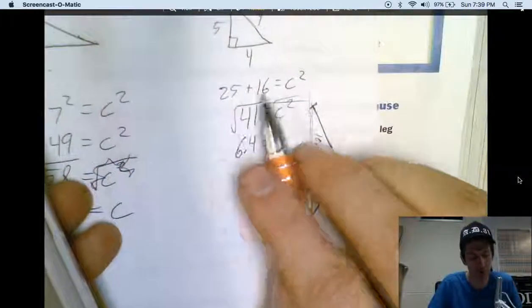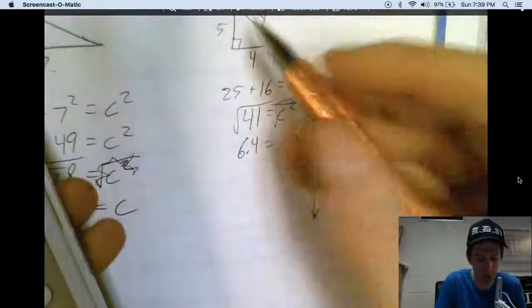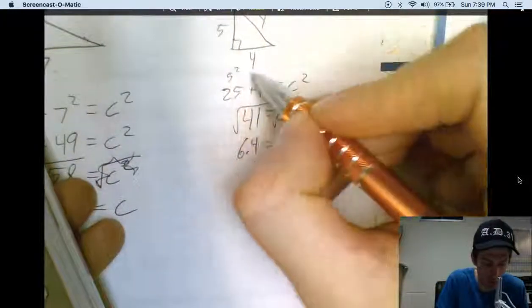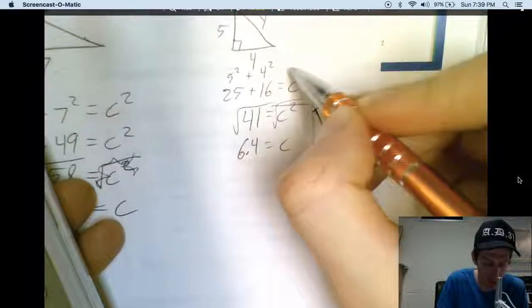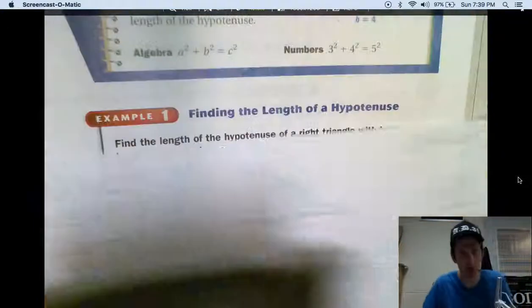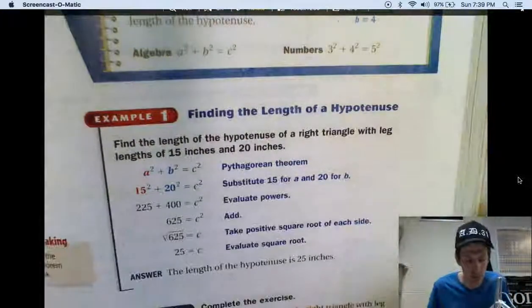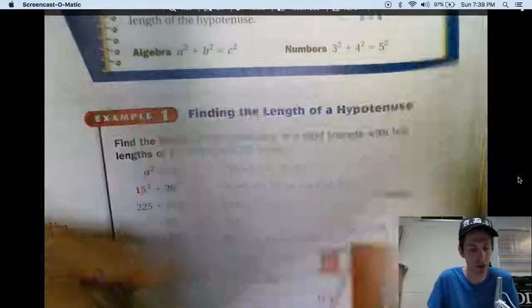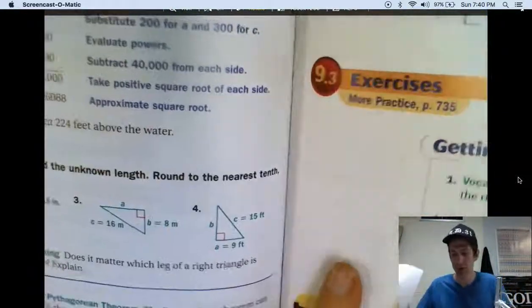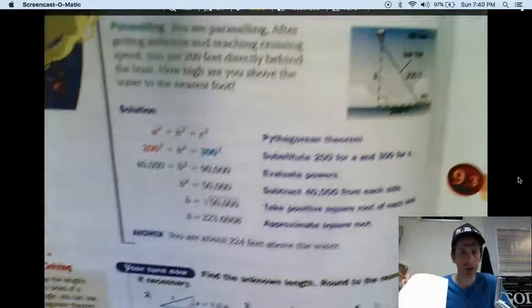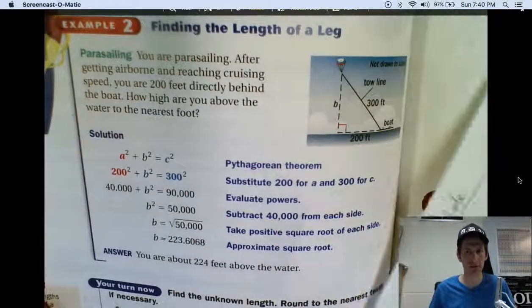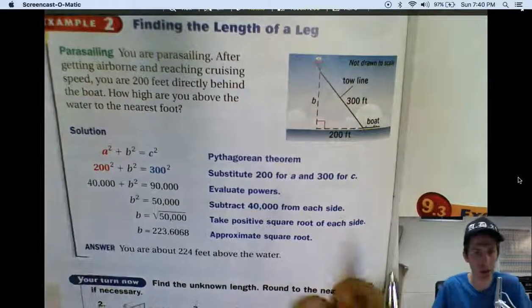How did I get 25 and 16? Because I did 5 squared plus 4 squared equals c squared. That's a squared plus b squared. A is always the leg, b is always the leg, and c is always the hypotenuse. Now, you have graduated to the next level. Okay? Take a look at this example.